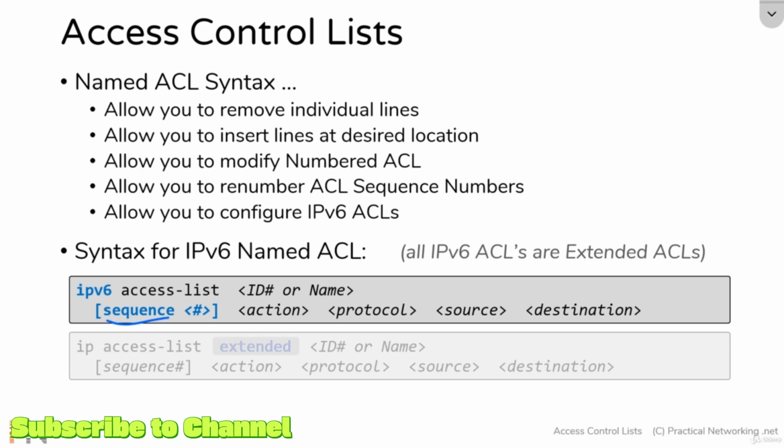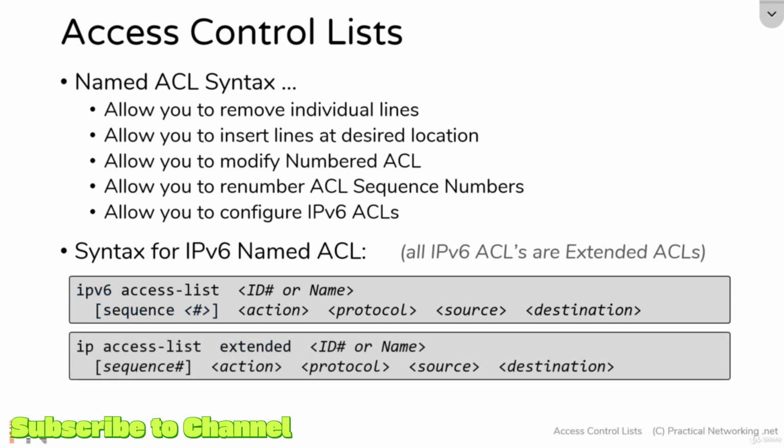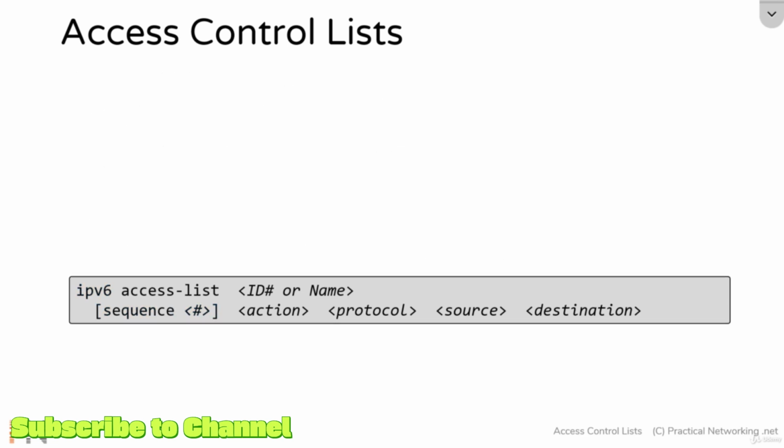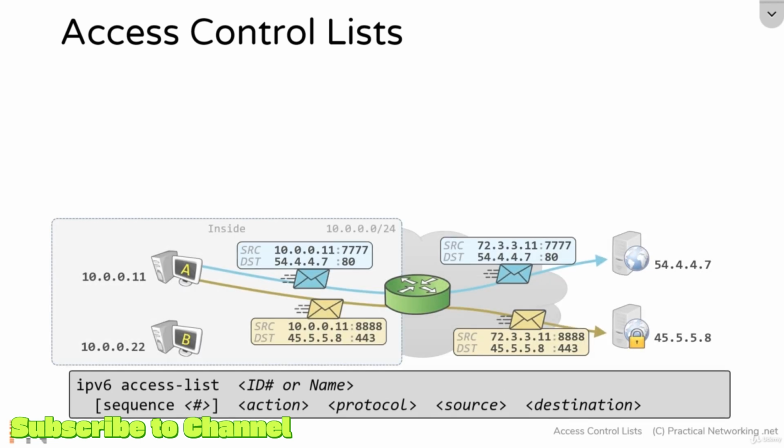It simply looks a little bit different in the syntax, so it's just a cosmetic difference. So now that we've looked at the syntax for IPv6, let's go ahead and configure some IPv6 access lists together using the same topology that we're familiar with. So this is the same topology that we've used before, same host, same IP addresses.